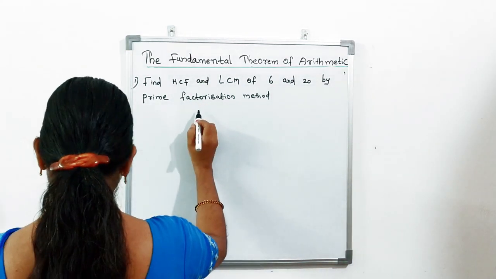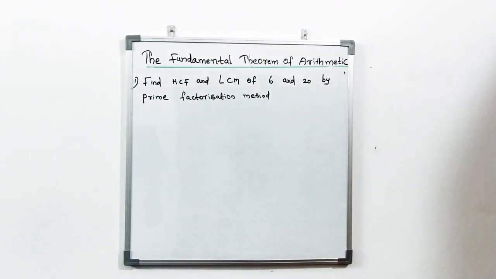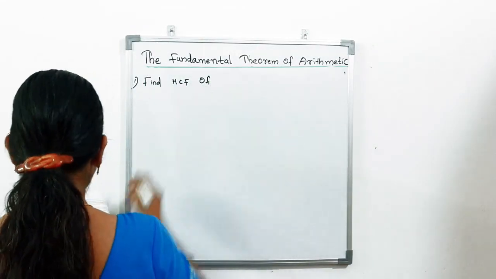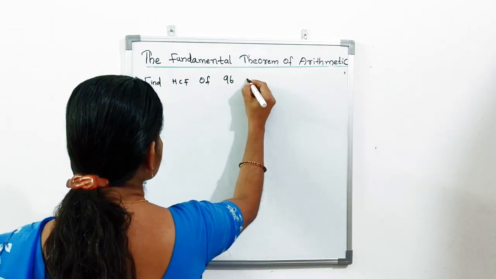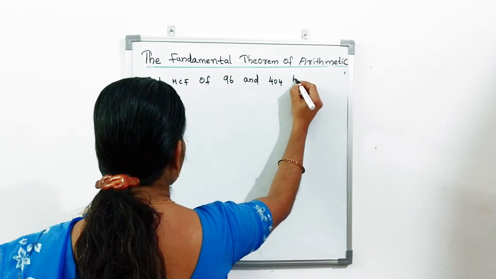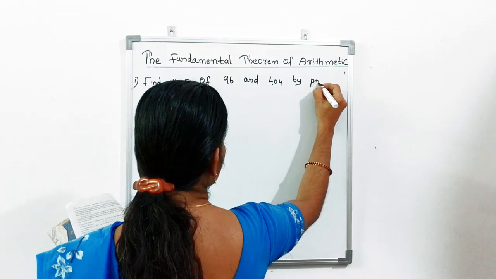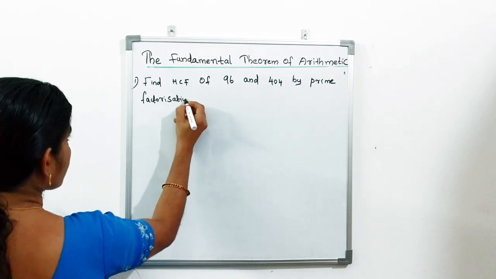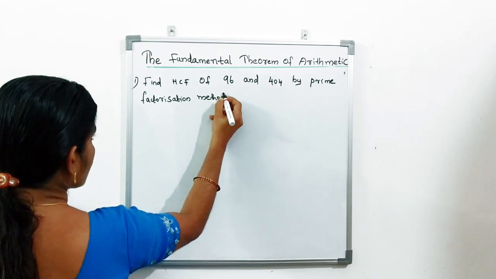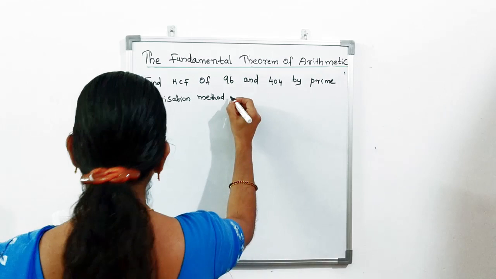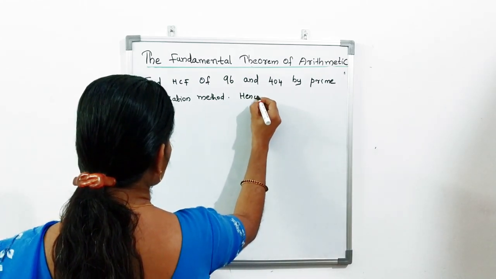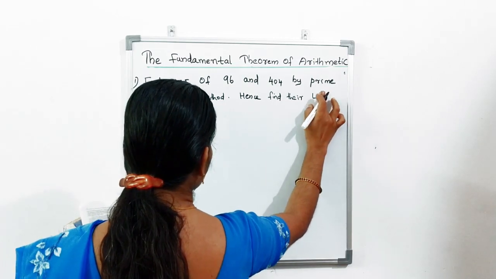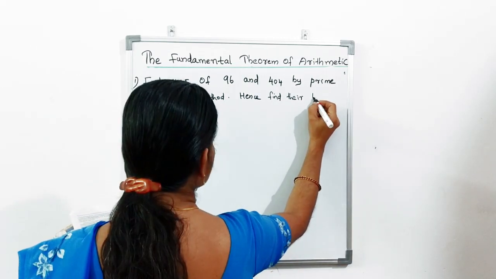Find the HCF of 96 and 404 by prime factorization method, hence find their LCM.